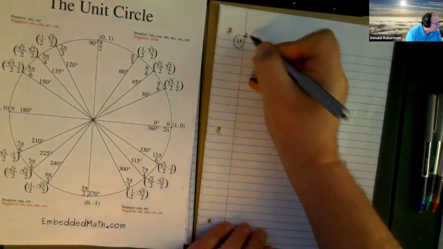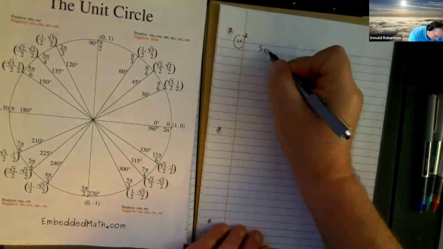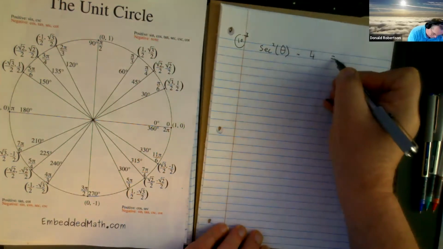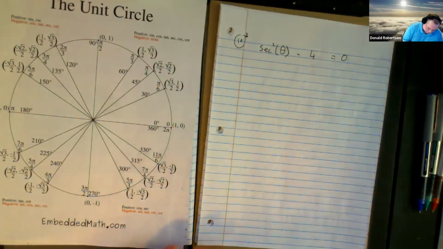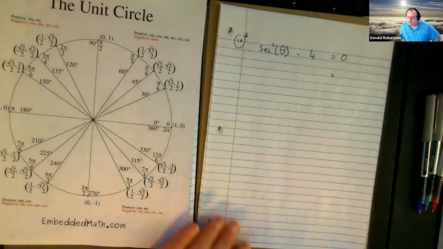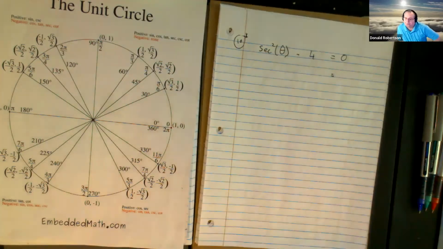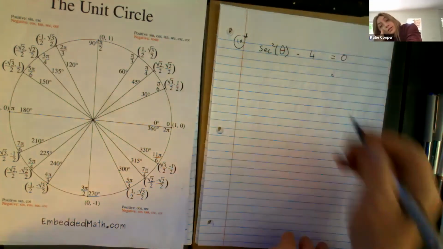Another one like that. Suppose I give you secant squared theta take away 4 is 0. That's the trig equation we're going to solve. Can anybody tell me what the next line should look like? What would I do to get whatever's going to go here? It'll be secant squared equals 4, and then you square root.